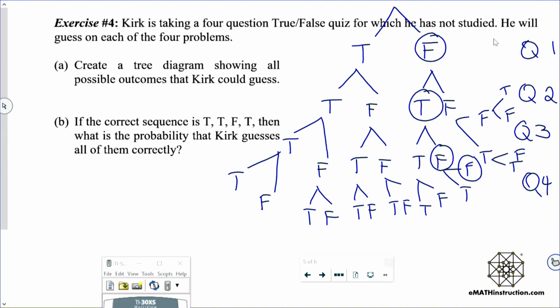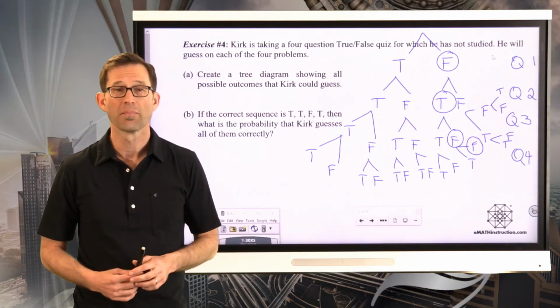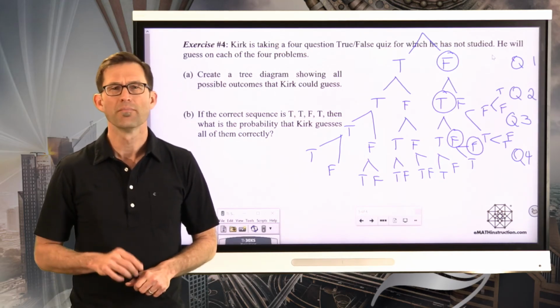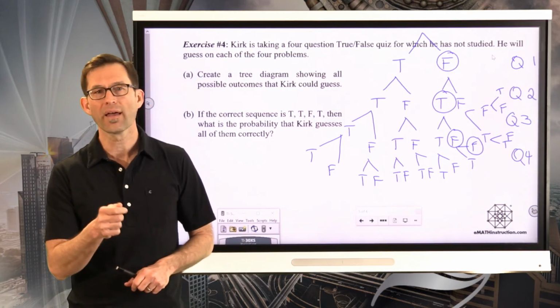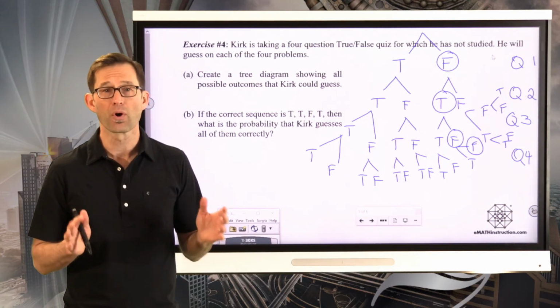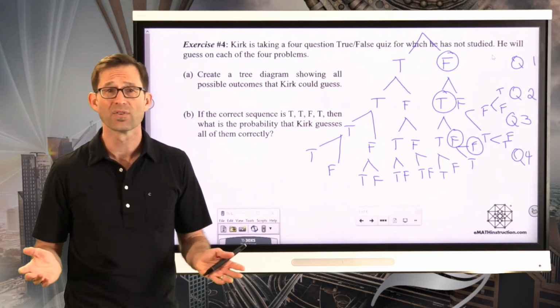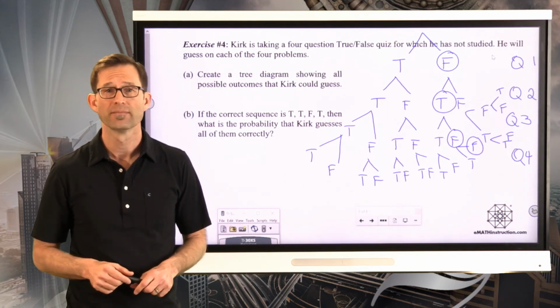If the correct sequence is true, true, false, true, then what is the probability that Kirk guesses all of them correctly? All right. Well, I'd like you to play around with this, and I'd like you to express the answer not only as a fraction, but also get a percent, because I think the percent really hammers home how unlikely it would be that I would get a perfect on this quiz, even though it's only 4 questions, and there's only 2 choices per question, true and false. So pause the video now.